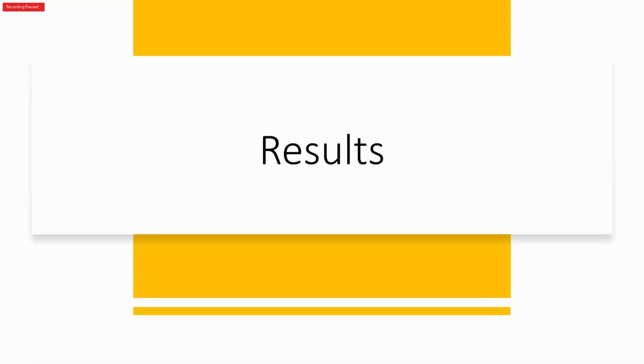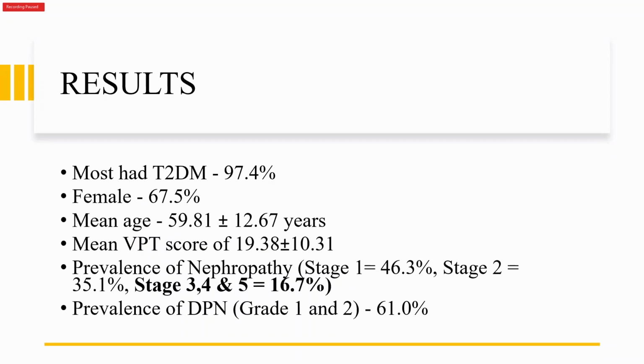So our results. Most of our patients have type 2 diabetes, which we all know is quite common, and 2/3 of them are females. Our mean age is 59.8 years, and the mean VPT score, VPT meaning vibration perception threshold, was 19.38, which was quite high.